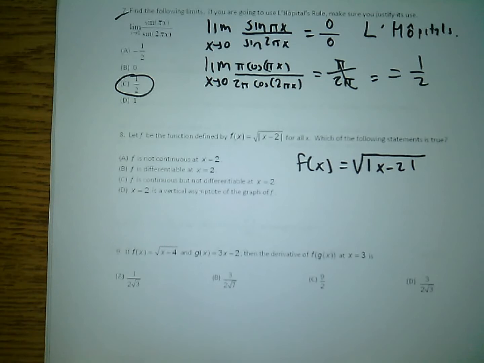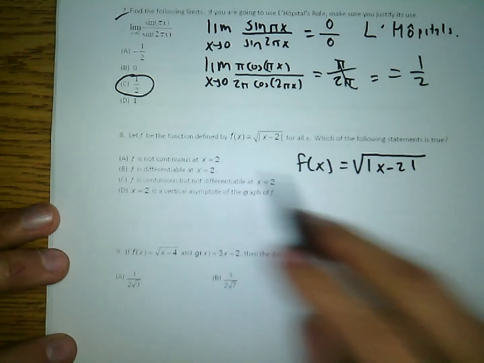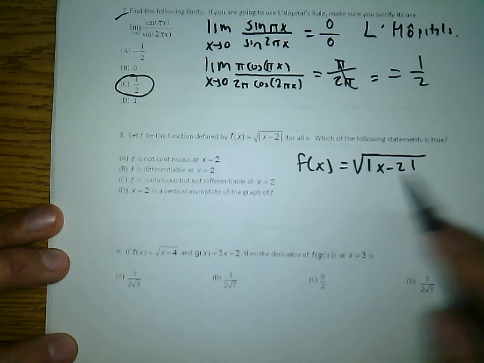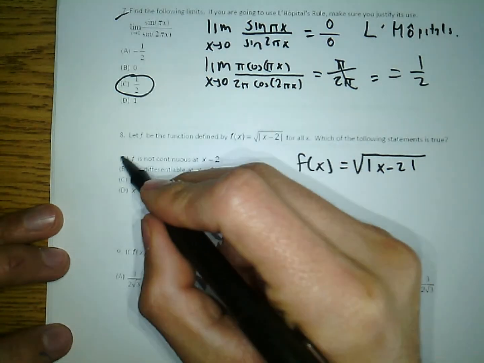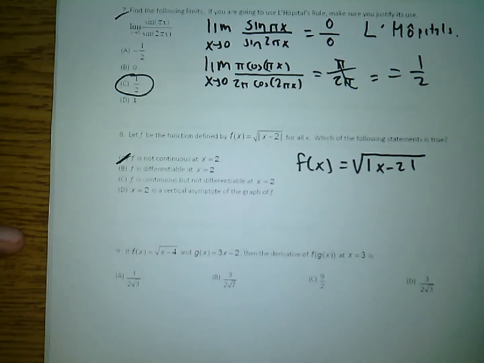So it says f is not continuous at 2. Well, we can try that real quickly. If you plug in 2, 2 minus 2 is 0. The square root of 0 is 0, so it is continuous. The function is differentiable at 2.